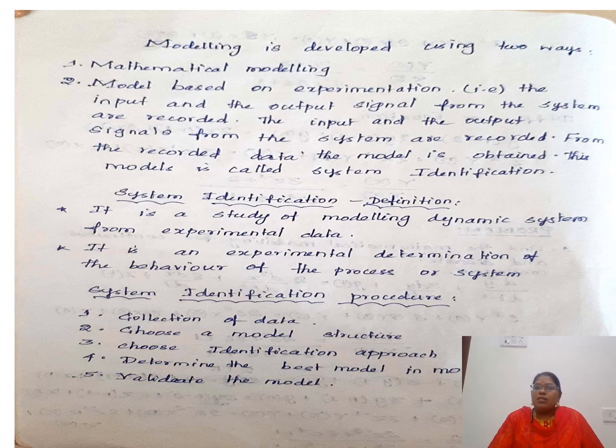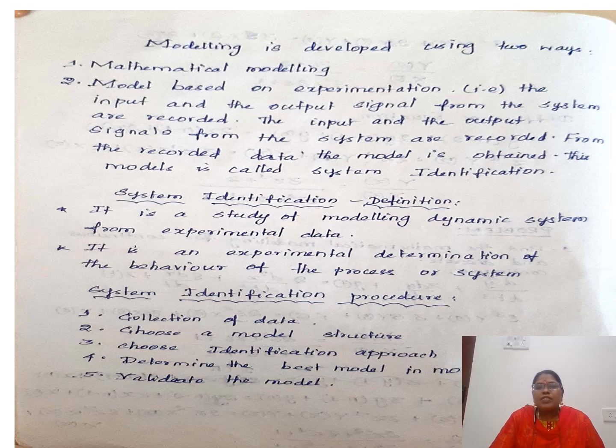So any model can be developed in two ways. One is mathematical modeling, which is what you have seen before. Another one is the model based on experimentation, which is nothing but system identification. You have to get the recorded input data and recorded output data. From the recorded input and output data, we can obtain the system identification models. So that is nothing but the model based on experimentation.